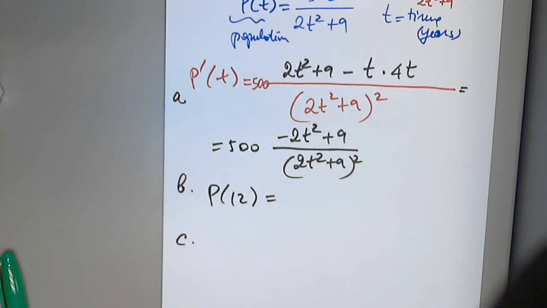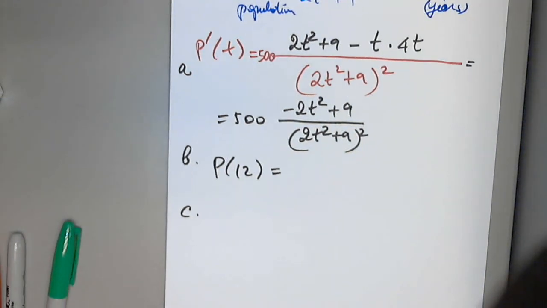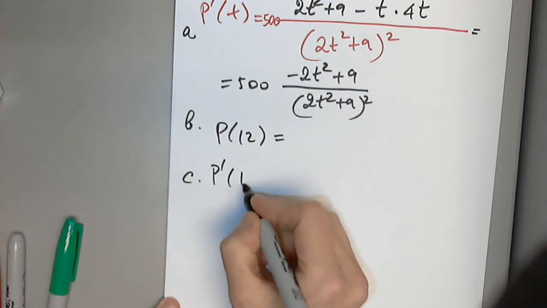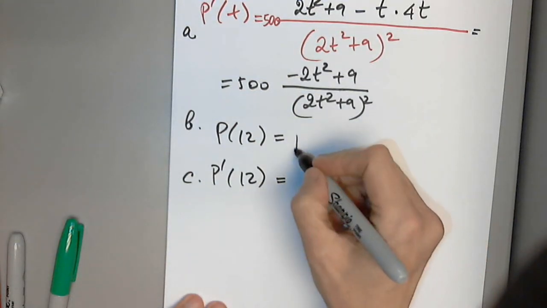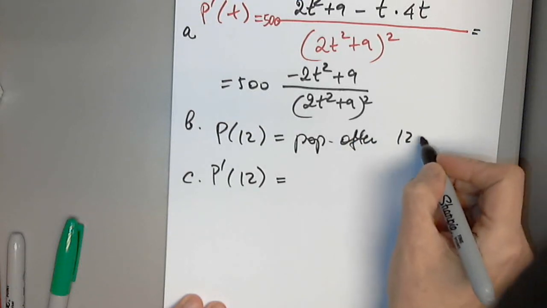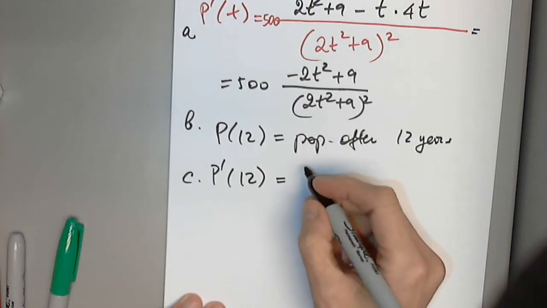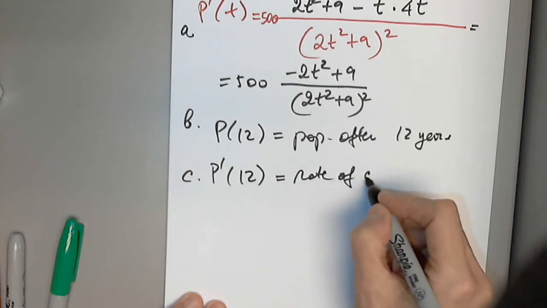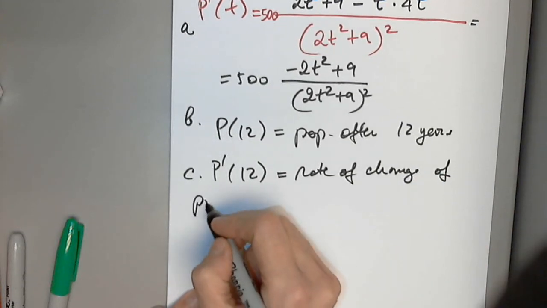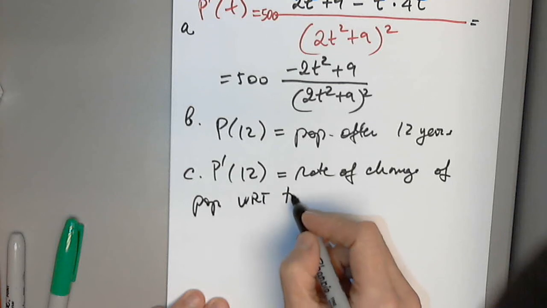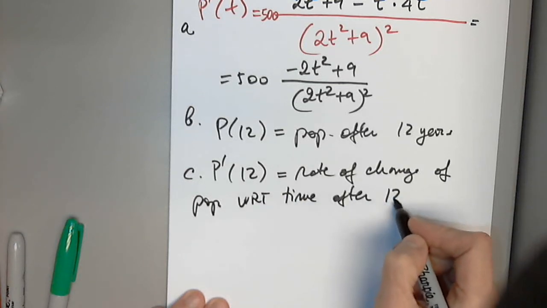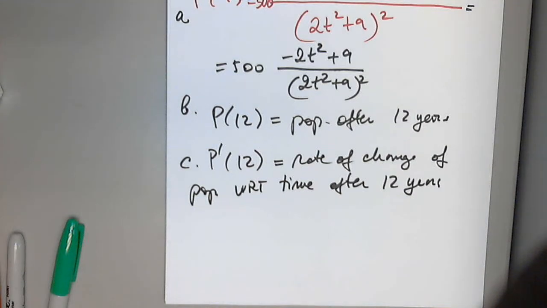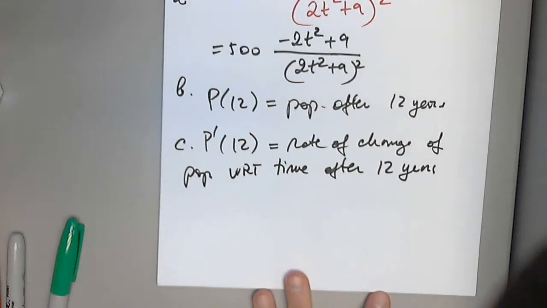Part C. Find the growth rate at 12 years. What am I doing now? Now you're using the second one. Yes, P prime of 12. So this is the population after 12 years. This is the rate of change after 12 years, the rate of change of population with respect to time after 12 years. So immediately after 12 years, how fast is the population changing?